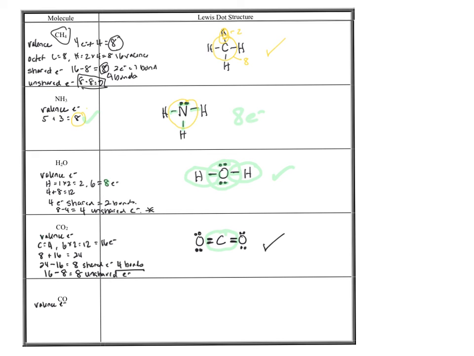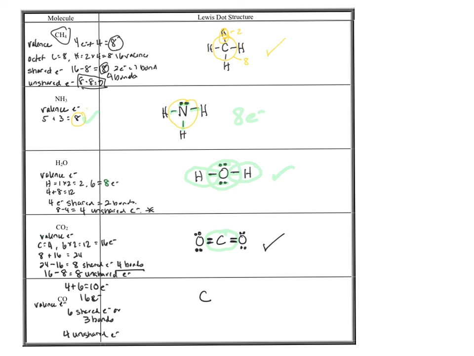Last one is carbon monoxide. Again, I'm going to say 4 plus 6 is 10 electrons. And if they met the octet rule, I'd say they would have 16 electrons, 8 plus 8. So that's going to leave me with 6 shared electrons, or 3 bonds. And again, if I were to subtract 6 from 10, I would have 4 unshared electrons.